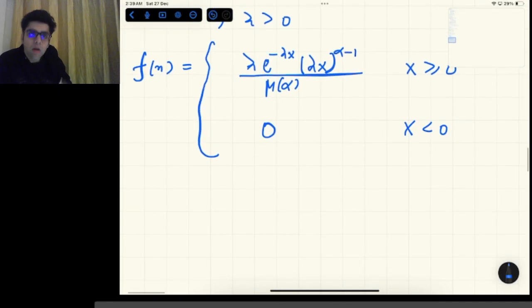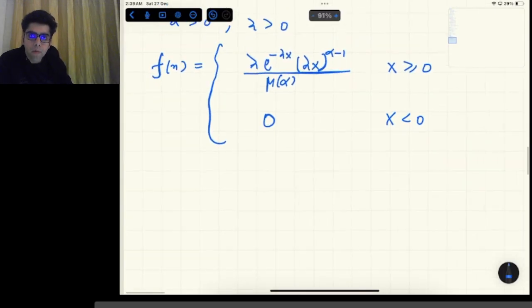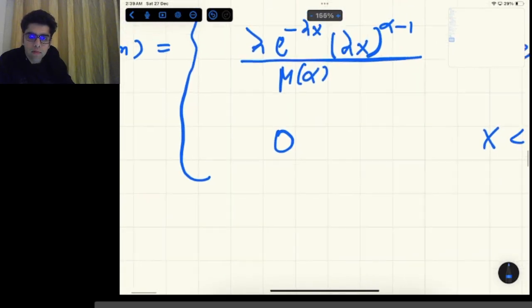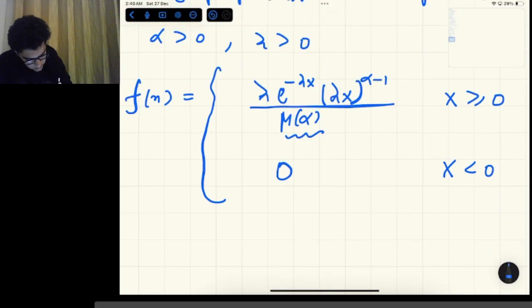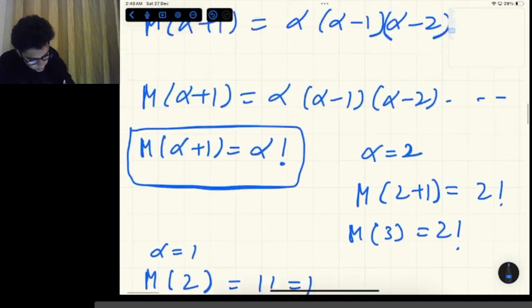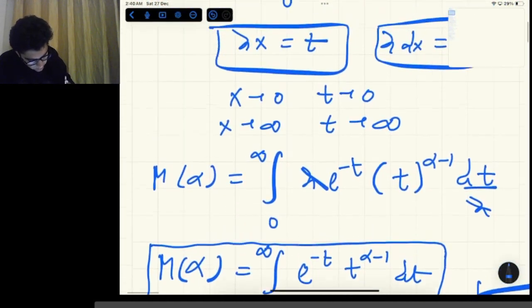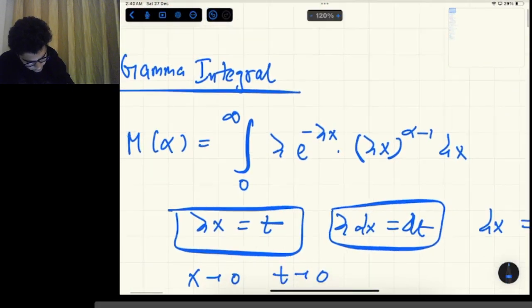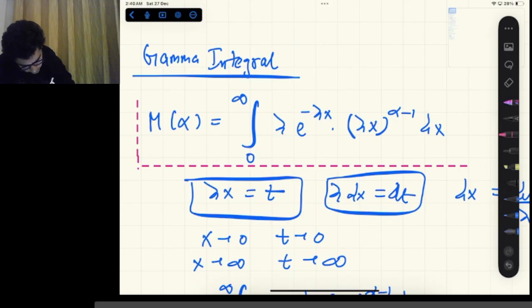This is the gamma integral. Right? So can you notice something? This gamma integral was actually equal to this, right? This is the first thing that I wrote while I was beginning this video. Can you notice something?